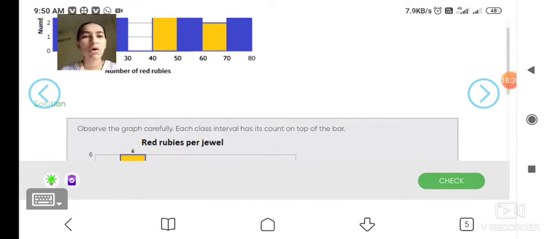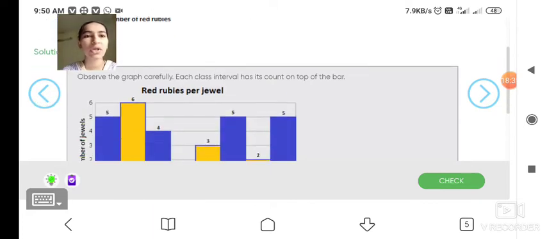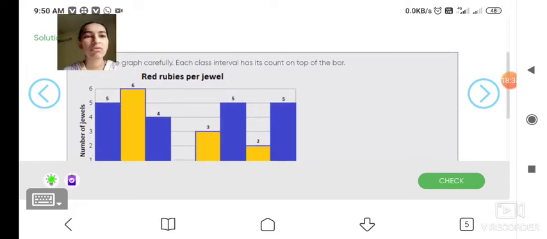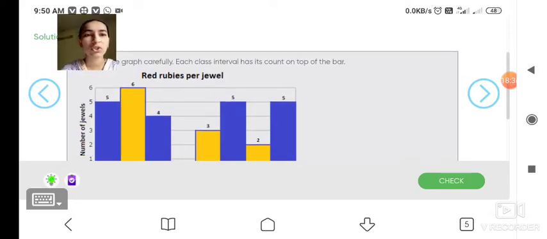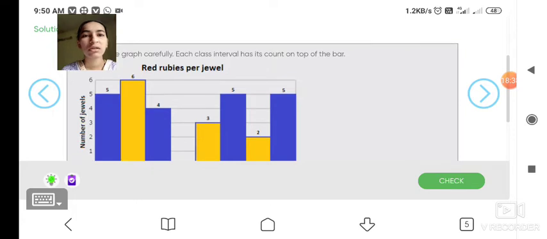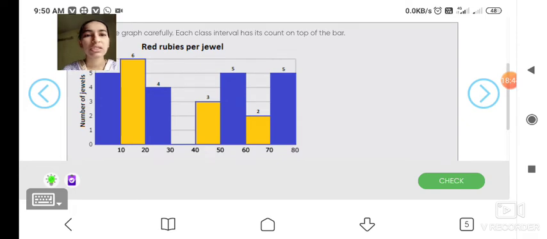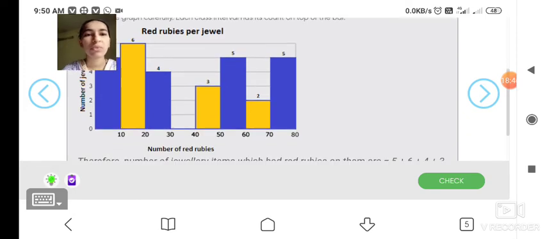Now observe the graph carefully. Each class interval has its count on the top of the bar. Yes, you can see 5 is there, 6 is there, 4, 3, 5, 2, 5. In the class here the number of rubies is: 10, 20, 30, 40, 50, 60, 70, 80. In between 30 to 40 there are no red rubies. Okay, that means there will be 0.